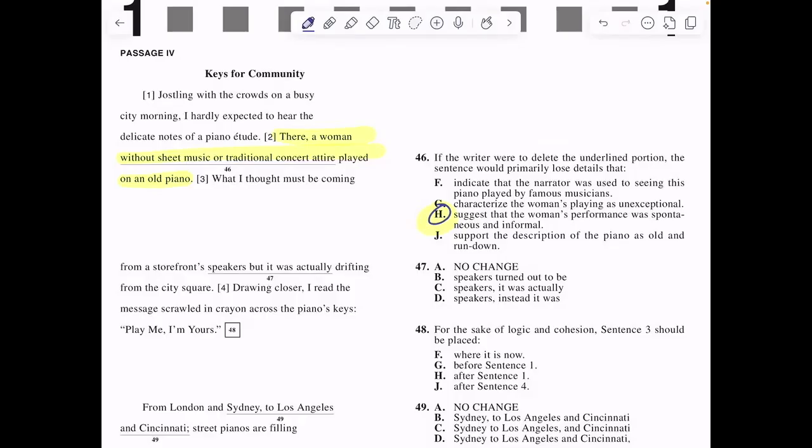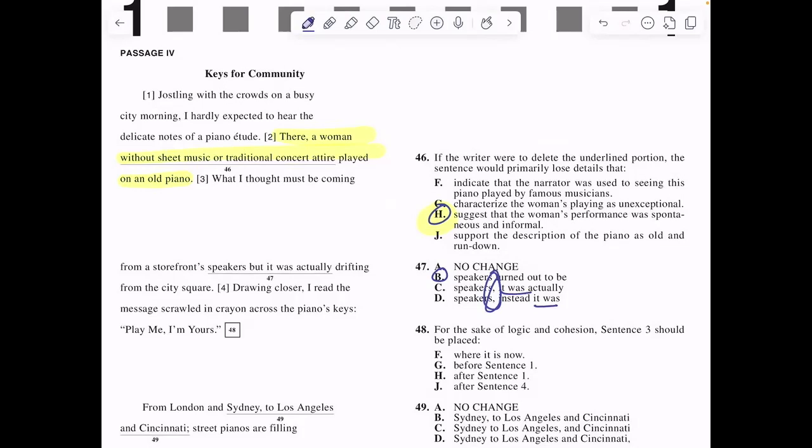What I thought must be coming from a store for its speakers, but it was actually drifting from the city square. B, 47. If we're choosing D or C, see how we have a subject, verb, but we're left with commas? Can't do that. So in this case, just leave it as is. Remember I said no commas.